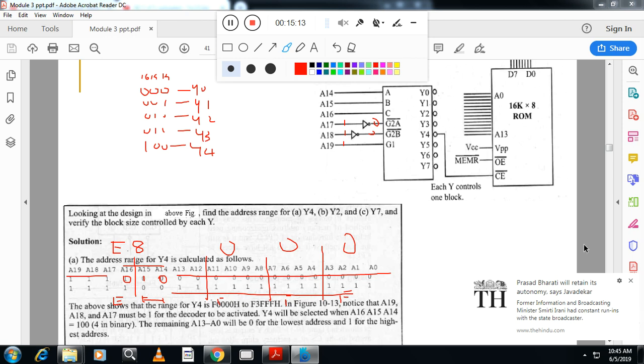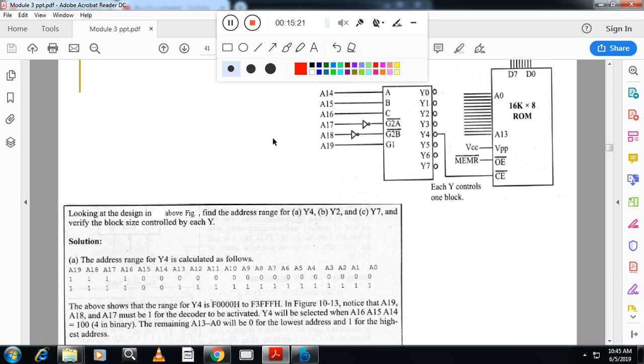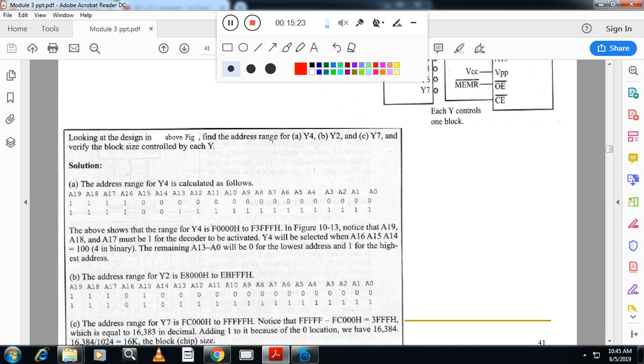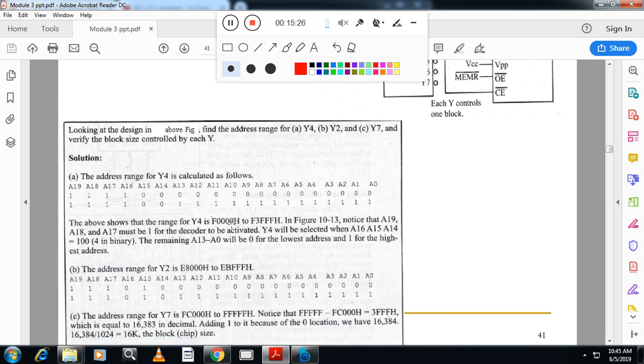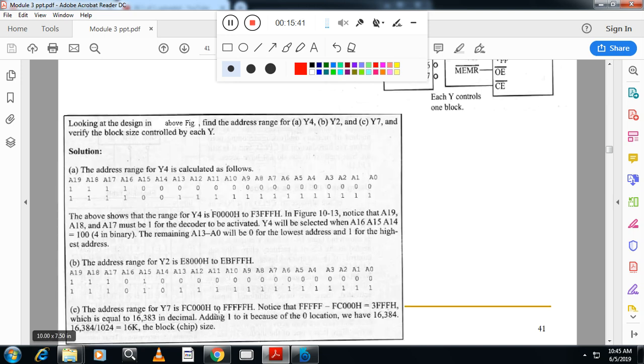Similarly, you calculate for Y7. So, the range you got here. Clear? So, you can see the range here, E8002. Yeah, I made a small mistake here. EB it is. When you calculate, you will get B, F, F, F. Similarly, for Y7, you will get this range.